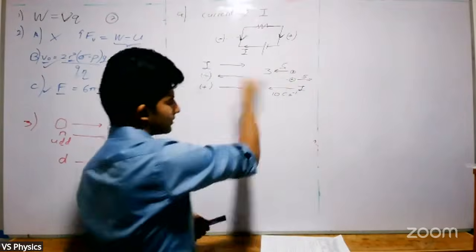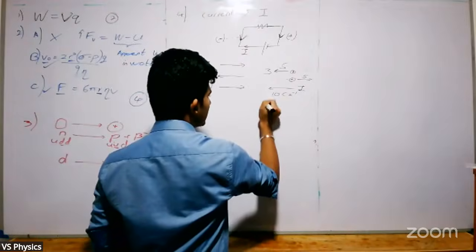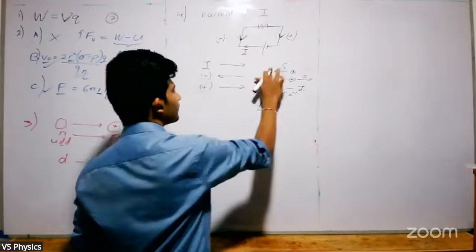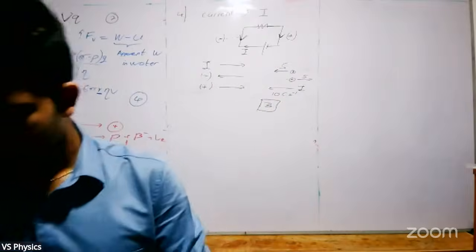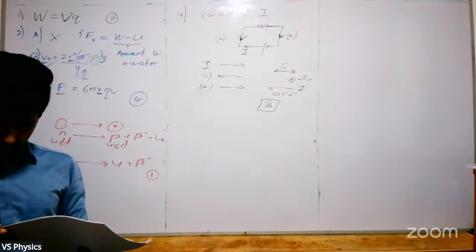No, 10 coulombs per second, because that is the one with the maximum current. So the third one is the answer. Okay, fourth question. Now let's go to the fifth question.